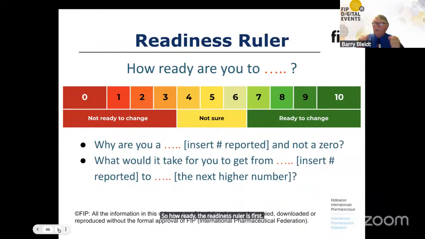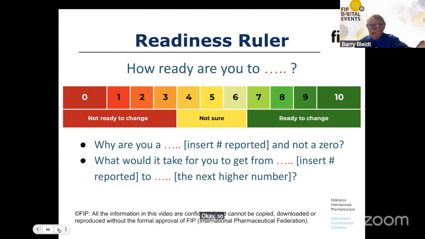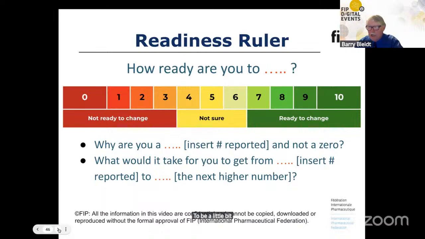The readiness ruler is first. How ready is this person to change? Why are you at what number? What would it take for you to move to the next number? An awful lot of our patients are at 0 when they're first diagnosed with diabetes or hypertension or hypercholesterolemia. We need to start moving them up to get them into a different lifestyle, to walk a little bit more, to eat a little bit healthier, those kinds of things.